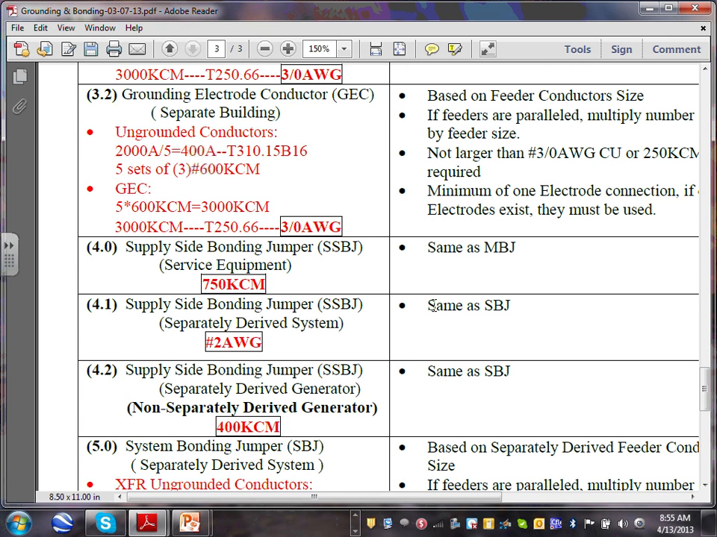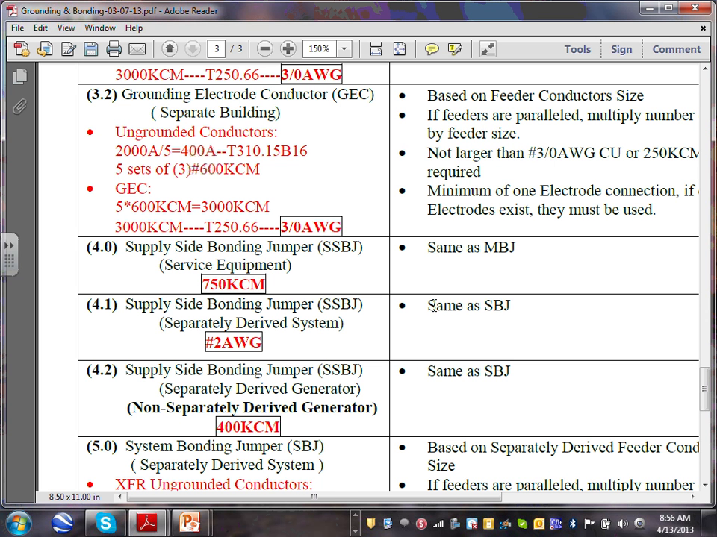Okay, so number 4, the technical term for bonding the conduit, is called the supply side bonding jumper, SSBJ. And you don't have to do anything. See what the nice thing is? You don't have to do any calculation because it cannot be smaller than the main bonding jumper. That's it. So what was the main bonding jumper for me? 750 kcm. Now that's if you daisy chain them. That's if you daisy chain them. If you don't daisy chain them, then you have to size it based on the conductors inside each conduit.